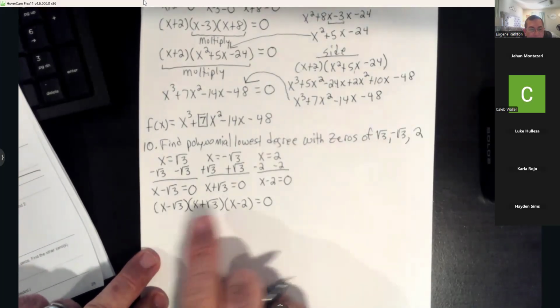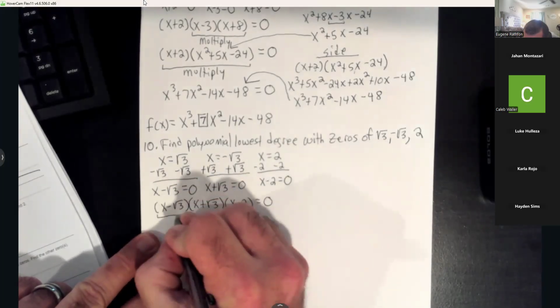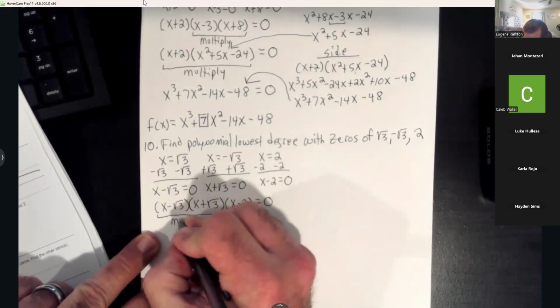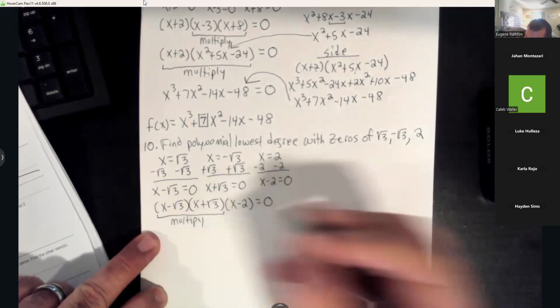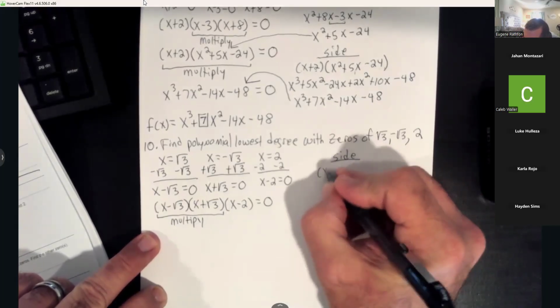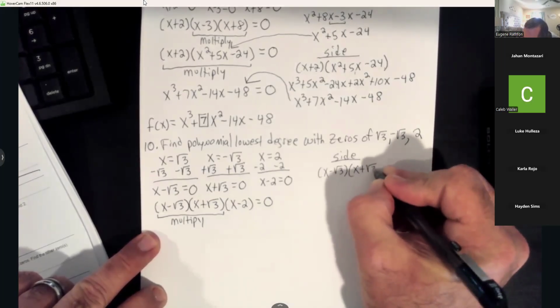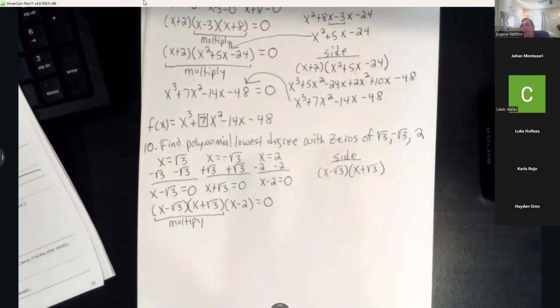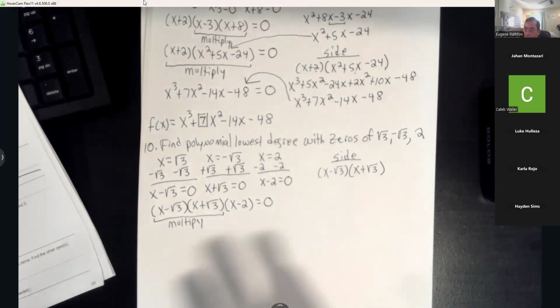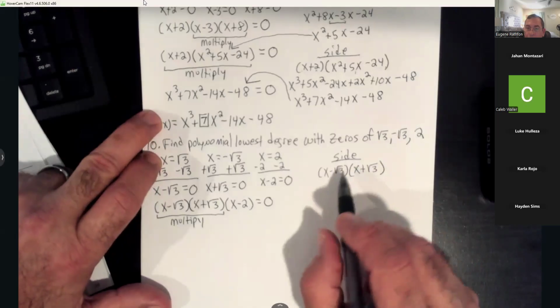So y'all, I'm picky on this one. I would multiply these two first. So I'm going to come in and multiply the first two together first. So I'll do that on the side. I'll do x minus square root of 3 times x plus square root of 3. Y'all remember this. When you FOIL conjugate pairs of radicals, the radicals are going to disappear. Okay? And I'm going to show you how.